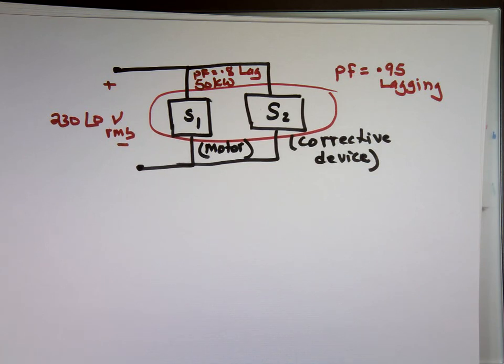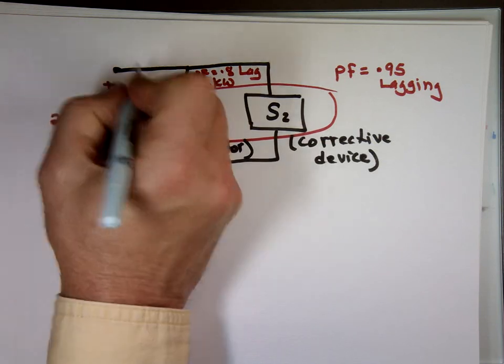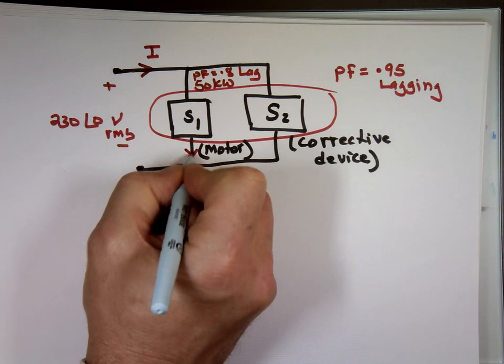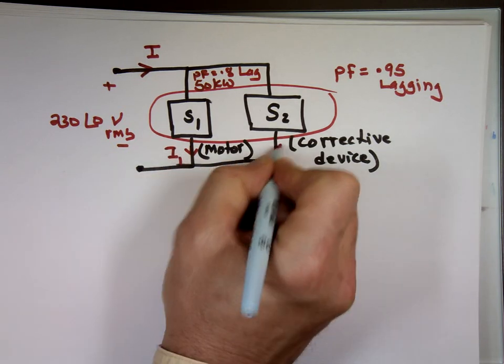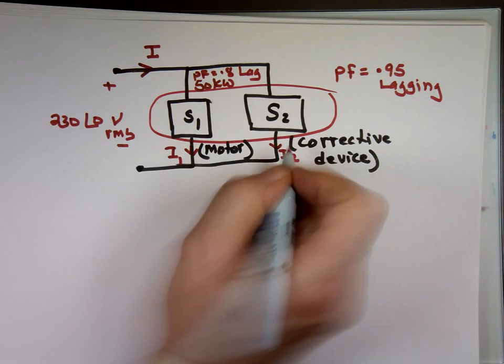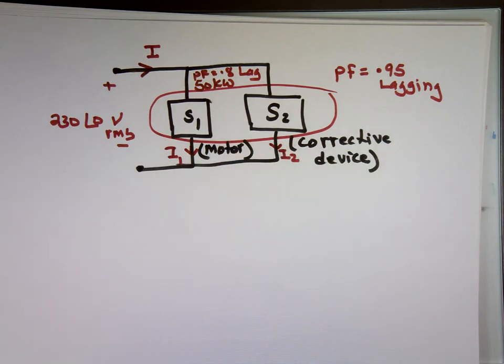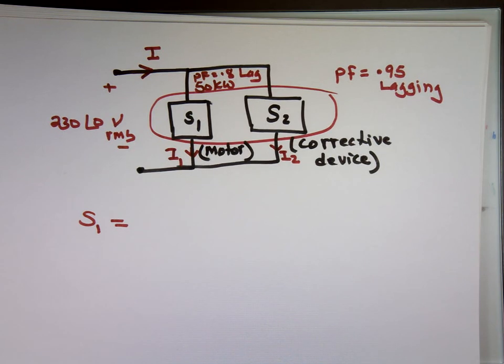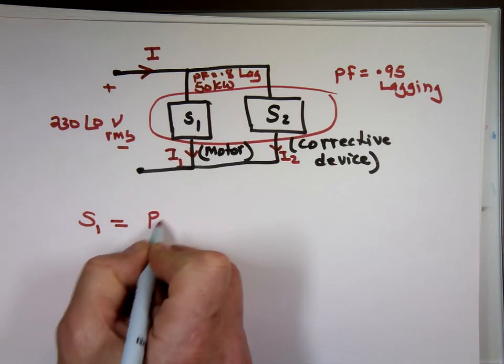Let's look at the two sources and assign currents. This is I going in. This is I sub 1. This is I sub 2. Let's look at source one. What do we know about source one? We know the average power, that's P, for source one is 50.